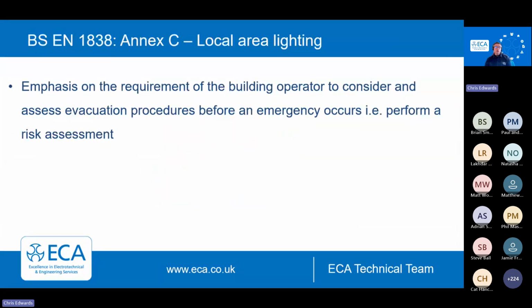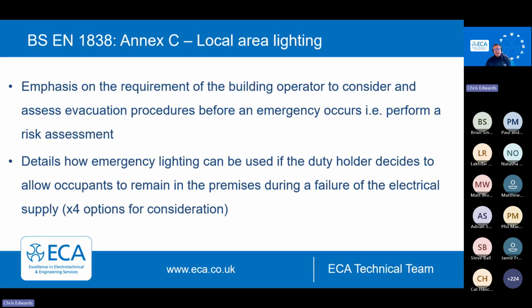Annex C is new, and it covers the new addition, which is local area lighting. Now, this gives you a lot more detail here. It tries to caveat what it is, when you would use it, and some options for consideration to the designer if you are considering having an area designated a local area, or that certainly needs local area lighting. Now, there are 4 options, which we're just going to very quickly cover off here.